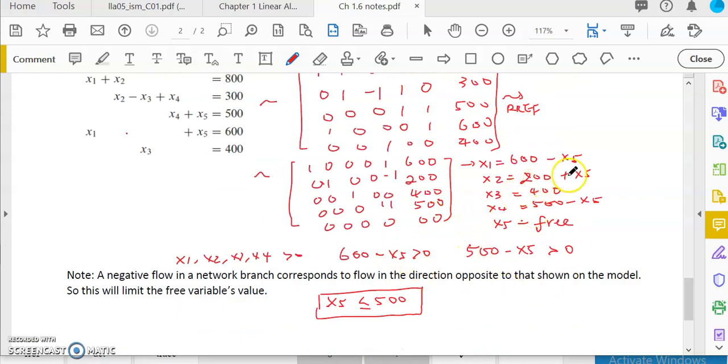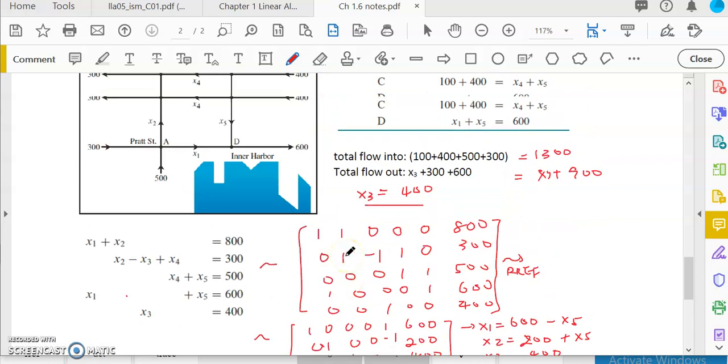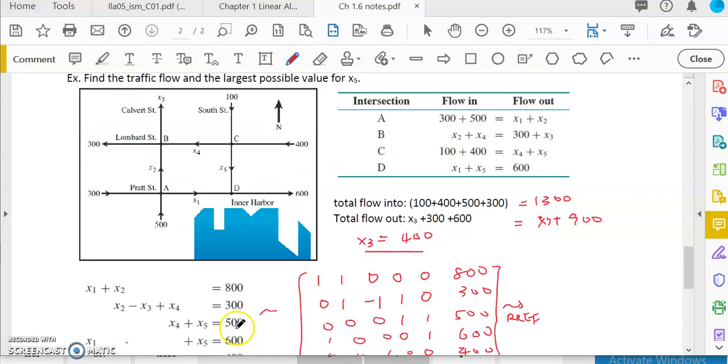And you can also do more analysis, such as, okay, if x5 is less than this, what would be the minimum for x1 and x2, and so on. That is how you solve the network flow application problem.